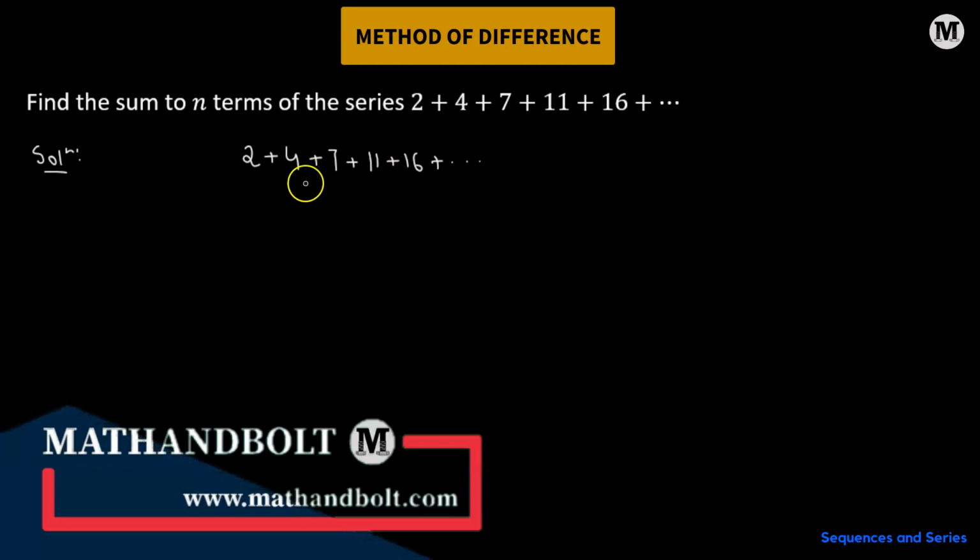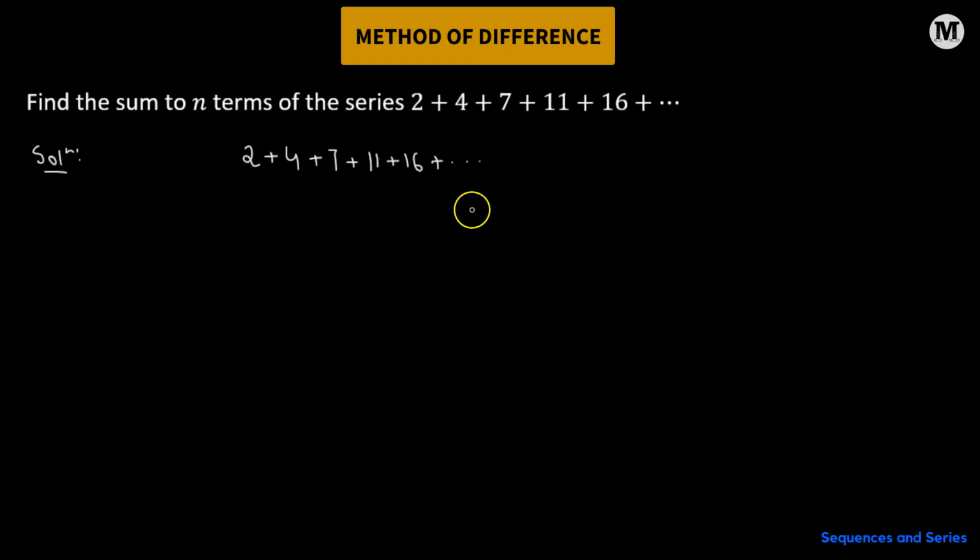Now clearly, this is not an arithmetic series, for it does not have any common difference. Also, it's not a geometric series because there is no common ratio here. But we can see a pattern here. Let's consider the second term of the series, which is 4, and from it subtract the first term, 2. 4 minus 2 gives us 2.